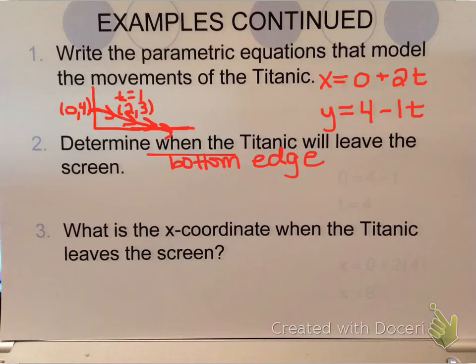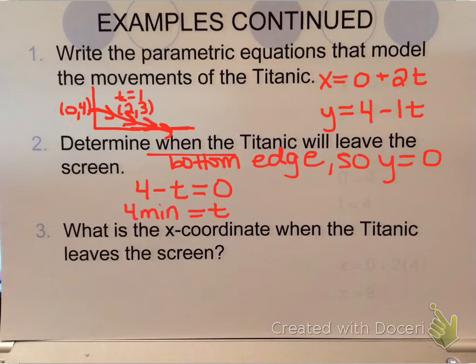Okay? And so what that means is that I know that when it leaves the screen, its y coordinate is going to be equal to 0. So if I want to know when that's going to happen, I simply take my y equation, which was 4 minus t, and I set it equal to 0. I figure out when the y coordinate is going to be 0. And so when I solve it, I get t equals 4 minutes. So that is when the Titanic will leave the radar screen.